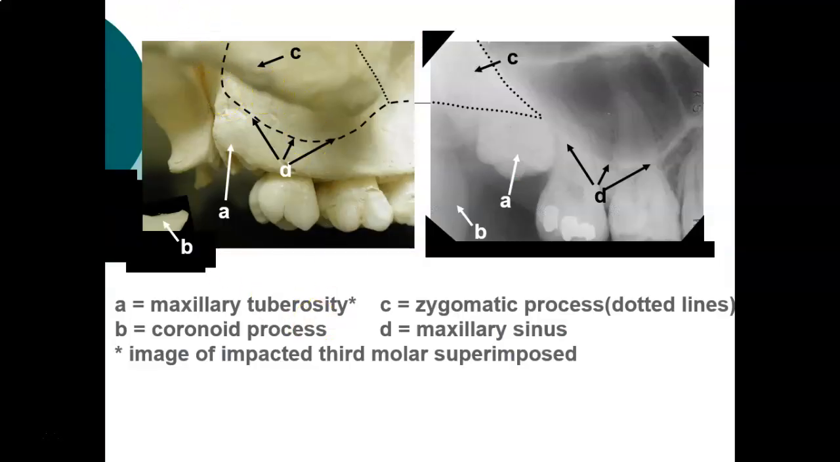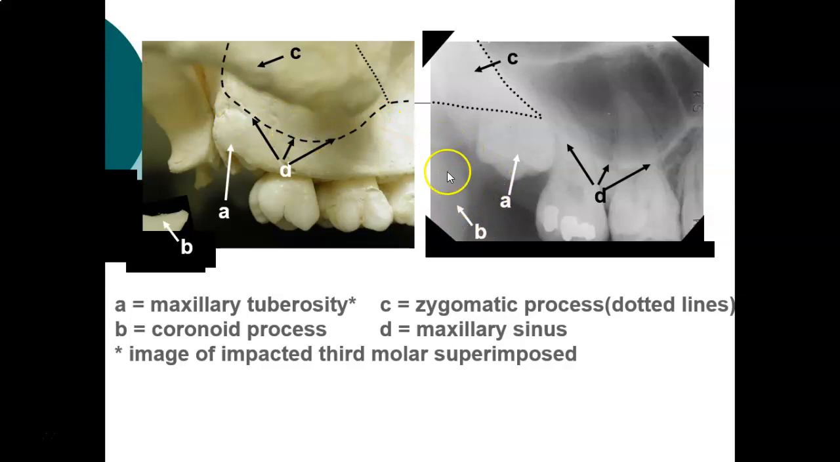So here you can see we have the maxillary tuberosity back behind the most posterior molar. And then we have B, where the coronoid process would be popping up about here if you could see it in the skull. And then C is the zygomatic process. You can see where the zygomatic process runs through here, and then the maxillary sinus would be below it.